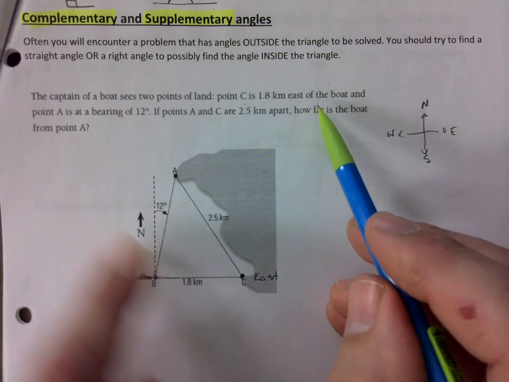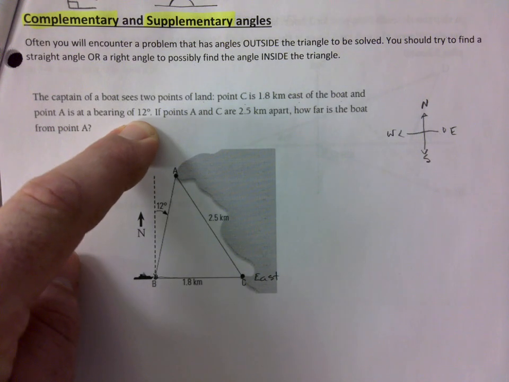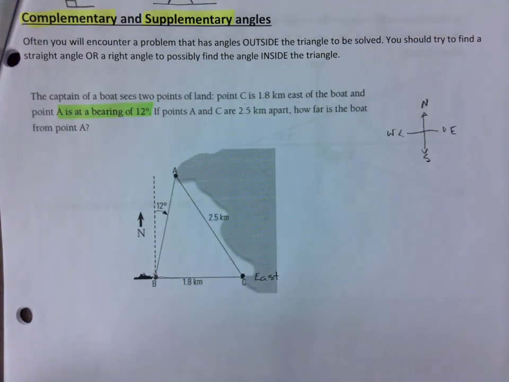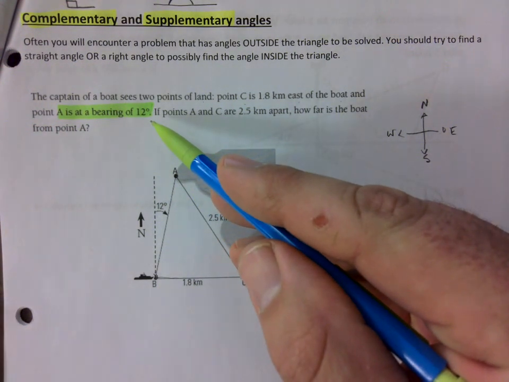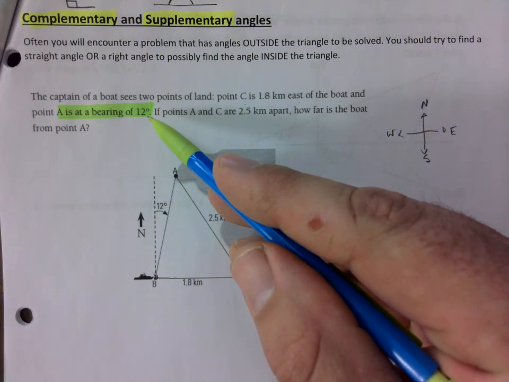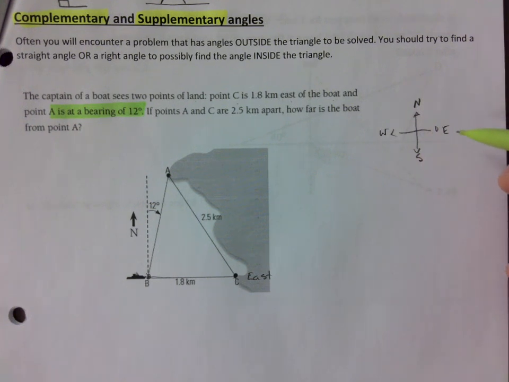And point A, at a bearing of 12 degrees. What in the world is that? Point A is at a bearing of 12 degrees. Well, navigation systems, especially on ships, use bearings. If you want to look up here real quick, honestly, I've never seen this on an exam, but I just want to make sure you're prepared if that ever were to happen.